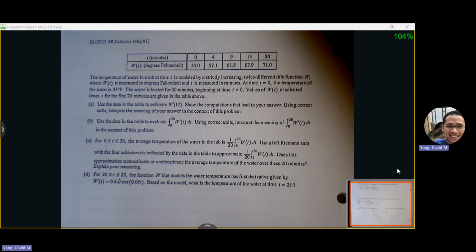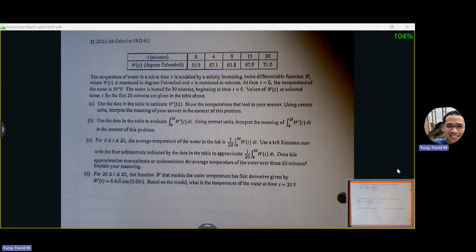Okay, the temperature of the water in the tub at time t is modeled by W of t, strictly increasing. So we know that W of t is never going to dip. It looks like it's rising, but it's giving us assurance that it's continually rising from 0 to 20. At time t equals 0, the temperature of the water is 55 degrees Fahrenheit. The water is heated for 30 minutes. So we don't see what's happening between 20 and 30. We only see the data up to 20. Values of W of t at selected times t for the first 20 minutes are given.